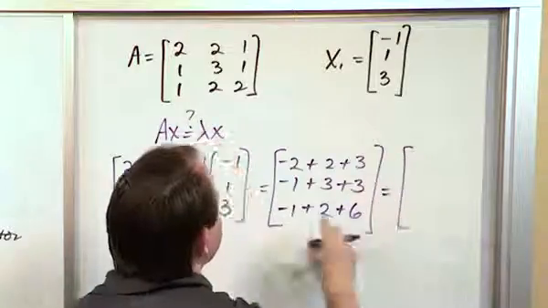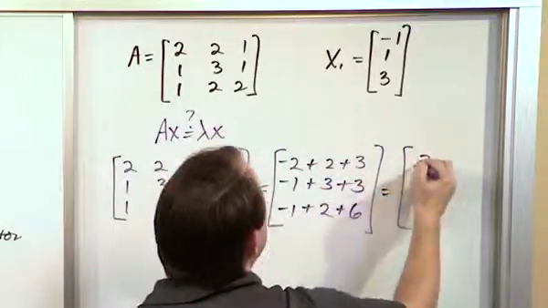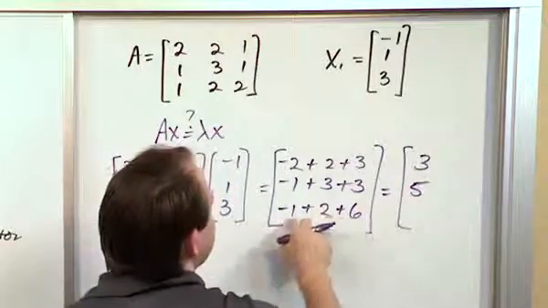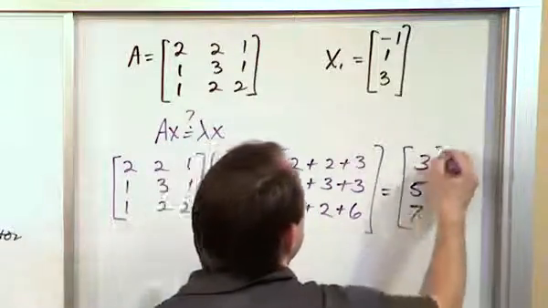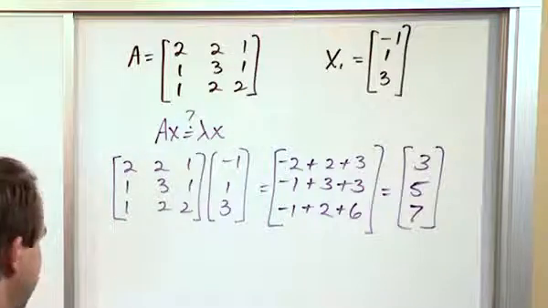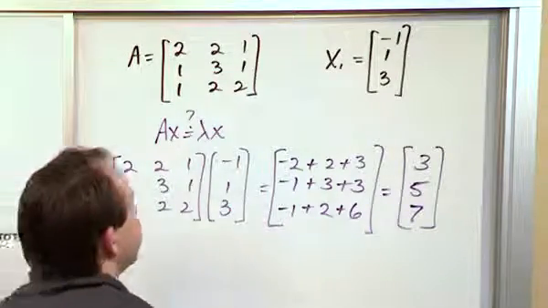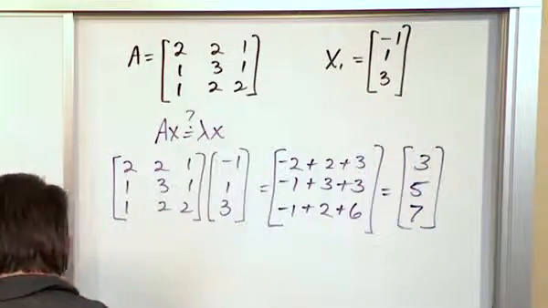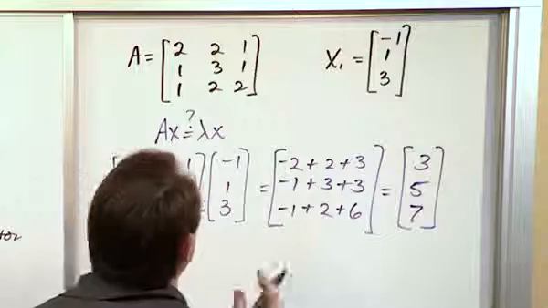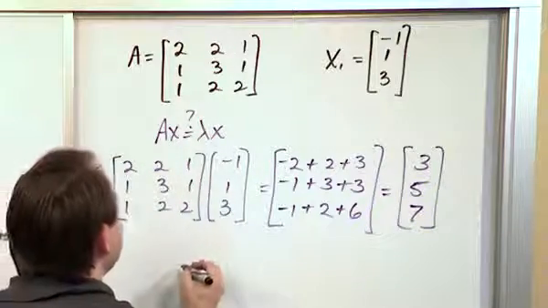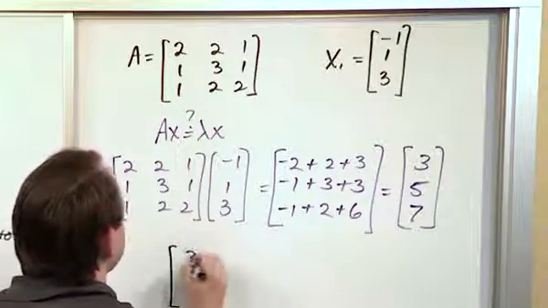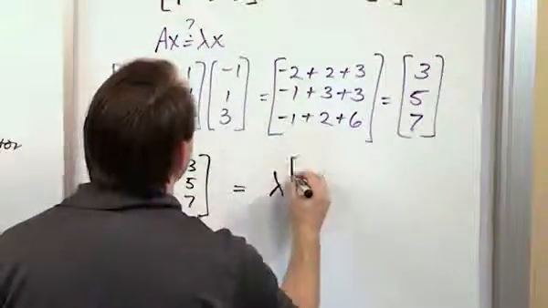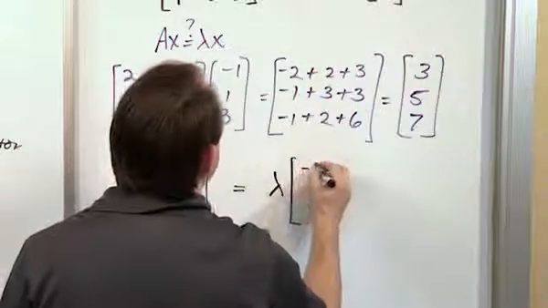So when I run through all of that, this goes away, giving me only 3. This is going to be 2 plus 3, which is 5. And then this is going to be 1 plus 6, which is 7. So I get 3, 5, 7 there. And the question is, is this a scalar multiple of my original vector, such that I can multiply it by an eigenvalue and get it? To formalize that, can I take 3, 5, and 7 and write it as some kind of multiple of my original vector, negative 1, 1, 3?